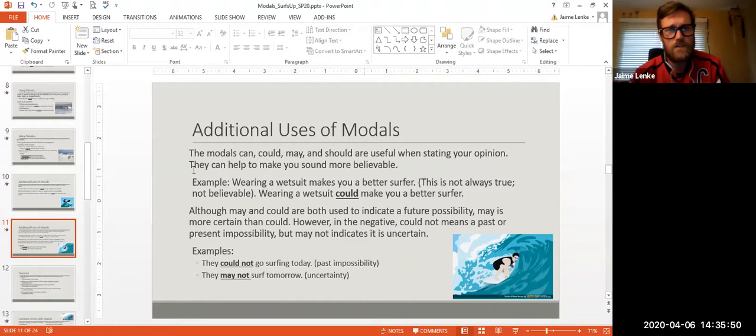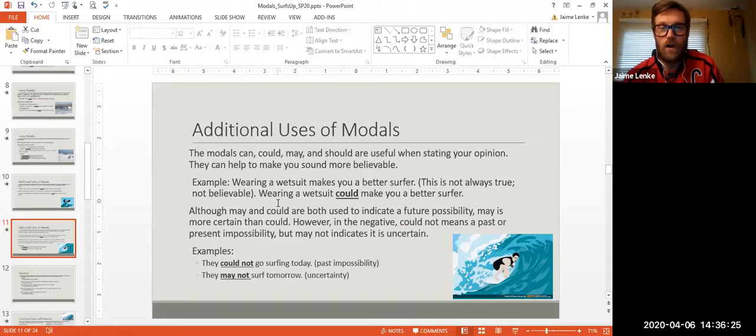All right, again, the modals, the first couple ones we looked at, can, could, may, and should, they're very useful when you're stating your opinion, okay? So they help make you sound more believable, right? So if I was gonna say wearing a wetsuit makes you a better surfer. Again, I don't really surf, but I know plenty of people that do not surf in wetsuits and they're pretty good at surfing, right? So you can't say 100% that if you wear a wetsuit, then you're gonna be a better surfer, because I could buy a wetsuit right now, go out and surf, and I would be terrible, right? And there would be people that don't need them that could be a good surfer.